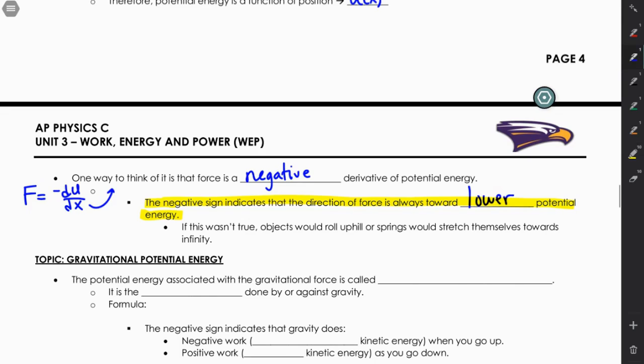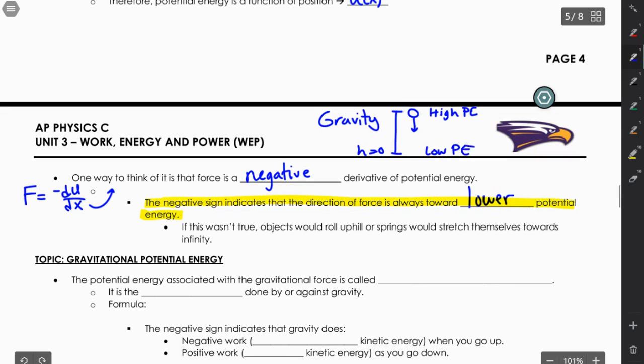So if you think of gravity, right? Gravity, or the force of gravity, the gravitational force, is a conservative force. If an object is at a height, well, what does gravity want to do? It wants to bring it down, right? Where it is going towards a lower potential energy. So this is a high PE, right? Down here would be a low PE, but gravity brings it down, okay? Now, if this wasn't true, objects would roll uphill, or springs would stretch themselves towards infinity.